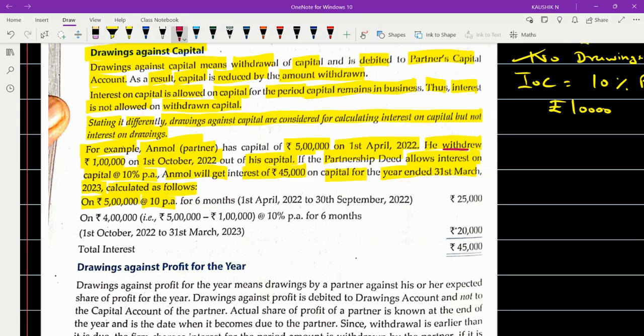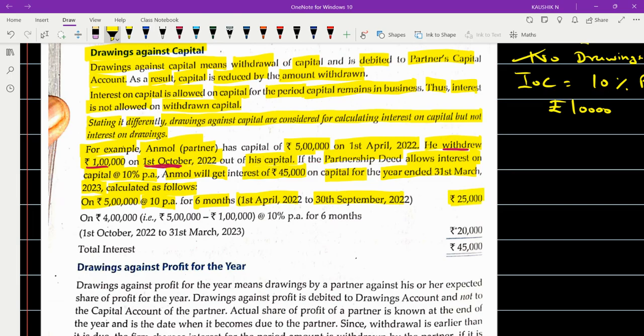Okay, it is marked here very clearly. He withdrew rupees 1 lakh on 1st October. So what is the date before the withdrawal date? September, so up to 30th September. That is 6 months, from 1st April to 30th September. When you calculate 10 percent on 5 lakhs, you will get 25,000 rupees.